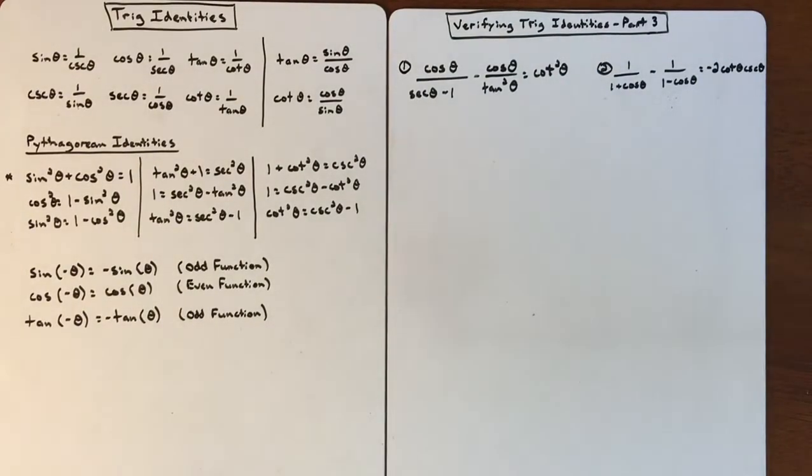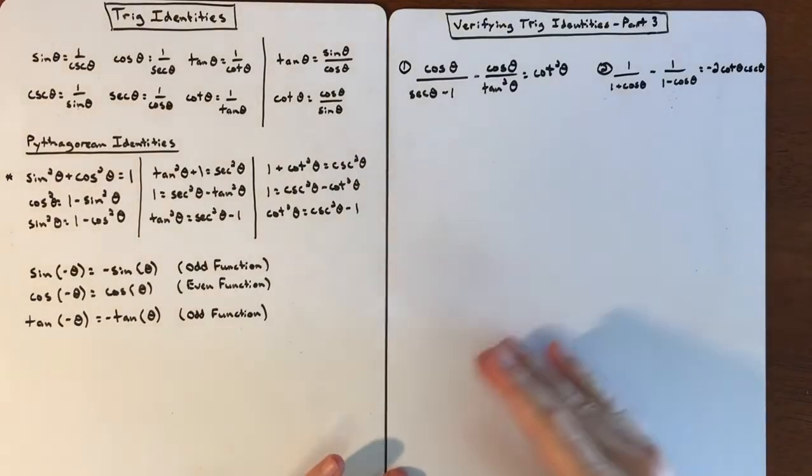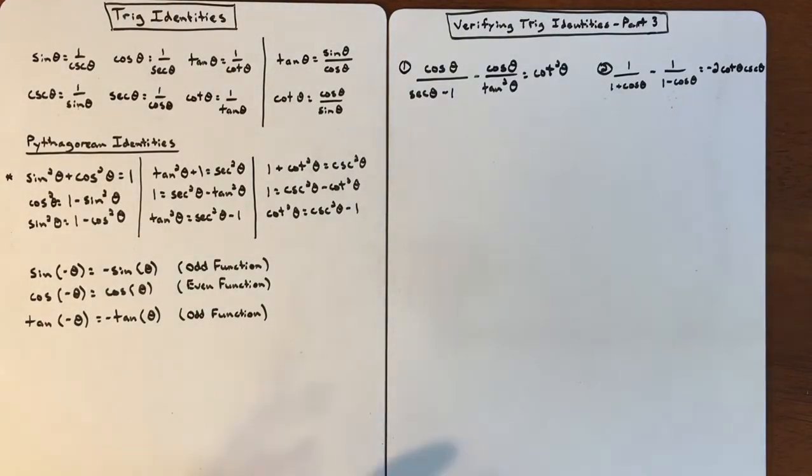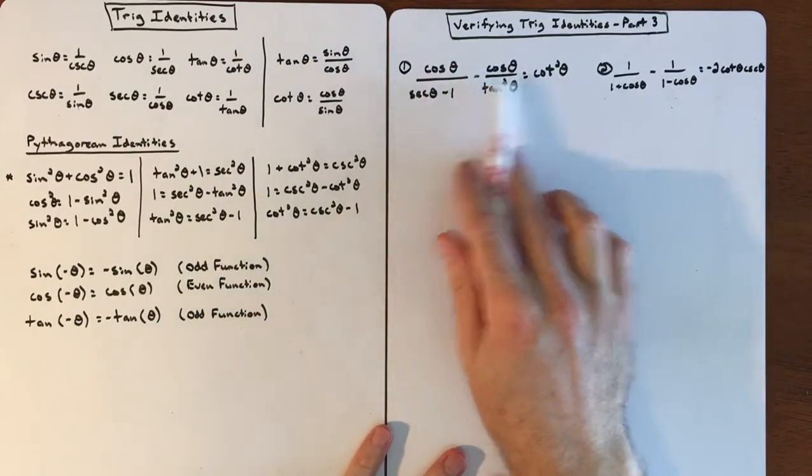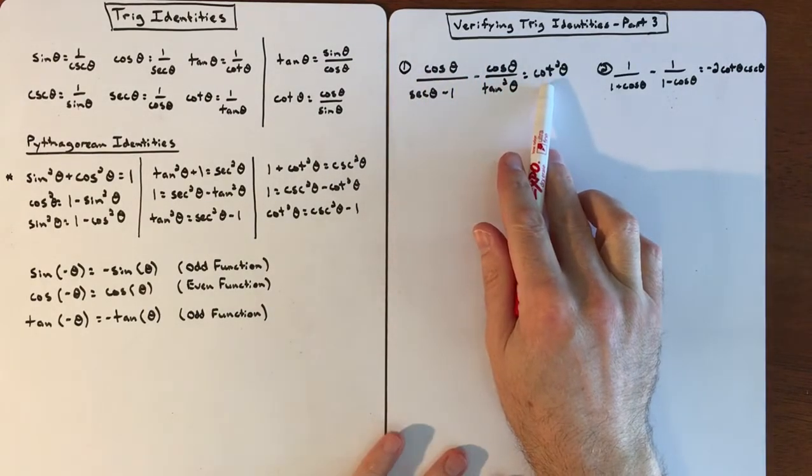All right, we're going to continue verifying trig identities. These are definitely going to be a little bit more challenging, just the fact that we got these fractions and they're not very pretty. So, first one. We are trying to put these things together to simplify it all the way down to just cotangent squared.